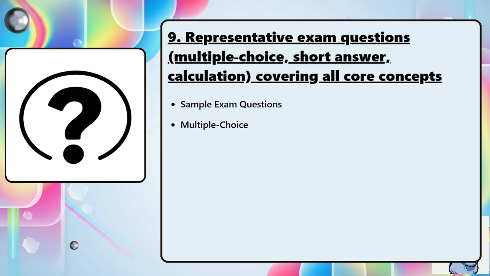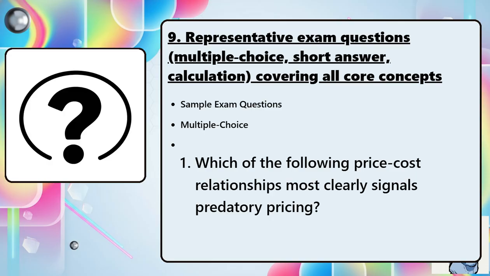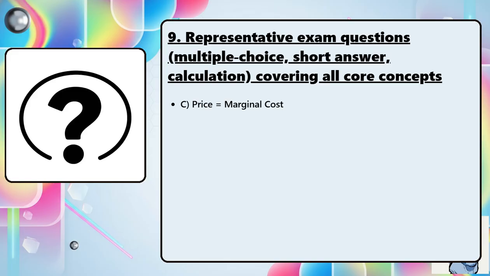Multiple choice. 1. Which of the following price-cost relationships most clearly signals predatory pricing? A. Price equals average variable cost. B. Price less than average variable cost. C. Price equals marginal cost. D. Price greater than average total cost.